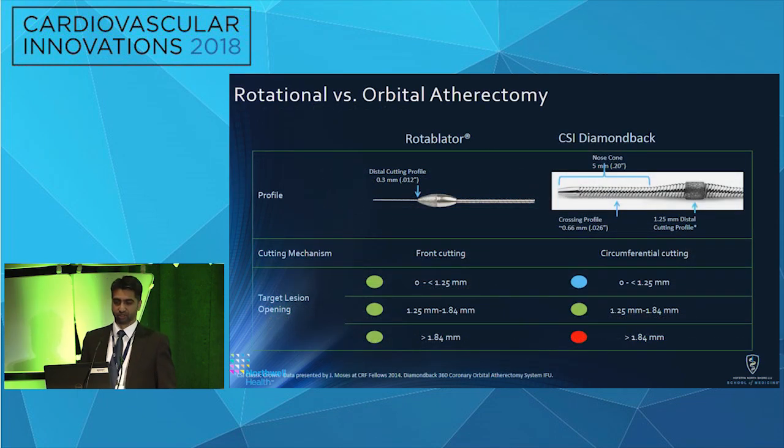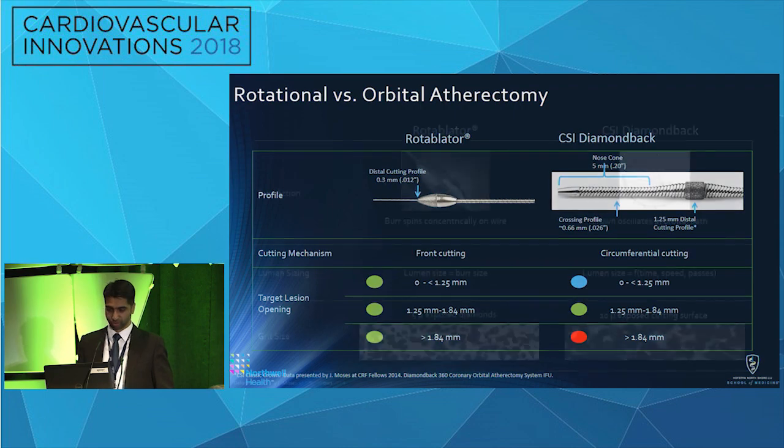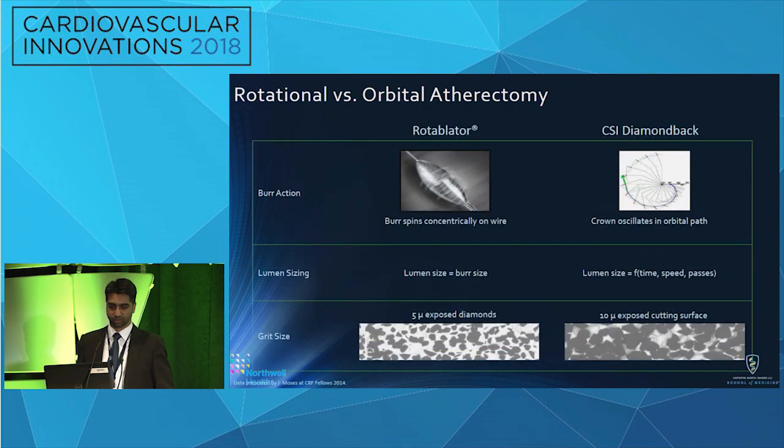Both Rotablator and CSI, or Diamondback, or orbital atherectomy. You can see here that the difference is really that Rotablator is front cutting, while CSI Diamondback is differential circumferential cutting. The range of burr sizes for Rotablator is anywhere between 1.25, like I said, to 2.5, whereas the Diamondback comes in one single catheter with 2 different speeds. It is a 1.25 catheter size, and depending on the speed, if you go up to 120,000 RPM, you can get an arc, depending on the vessel, as large as 1.9 millimeters. The size and the exposed diamonds and the grit size are, of course, different between the two.